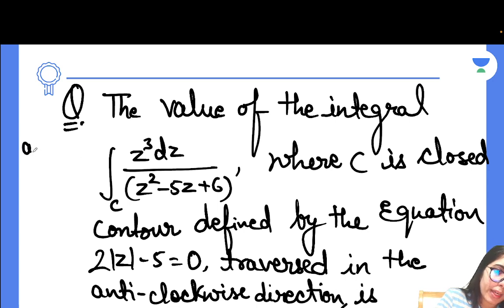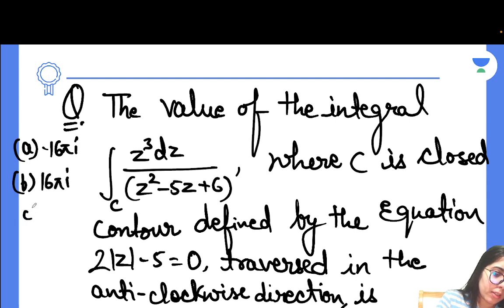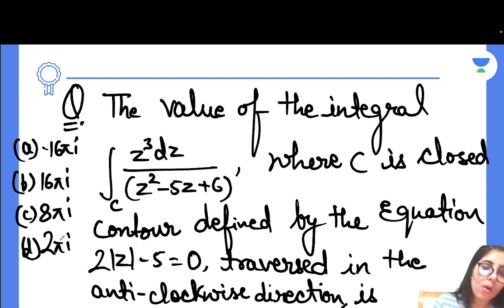Options are, I'm going to write them here so that we will have everything on one slide. Negative 16 pi iota, second one says 16 pi iota, third one says 8 pi iota, fourth one says 2 pi iota. Now you can start working on it if you want. I'll come back to this question to tell you its right answer and to discuss some steps. But even if somebody wants to work on it, they can, or just proceed further.